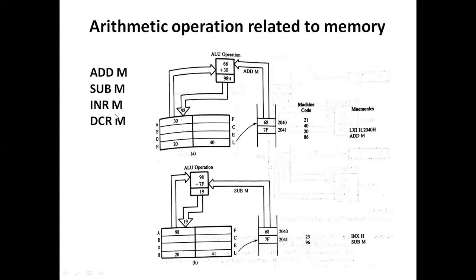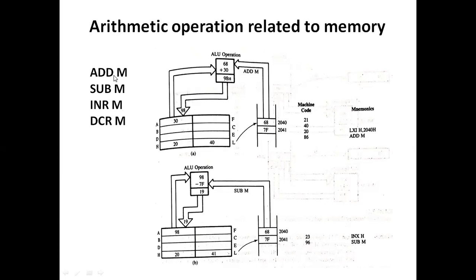INR M, it is going to increment the content of the memory by 1. Which memory? Whose address is present in the HL pair. Decrement M, it is going to decrement the content of the memory. Which memory? Whose address is present in the HL pair. So all these 4 instructions are the arithmetic operation instructions which are related to the memory and come under the additional instructions. Now, the pictorial illustration of these instructions has been shown.